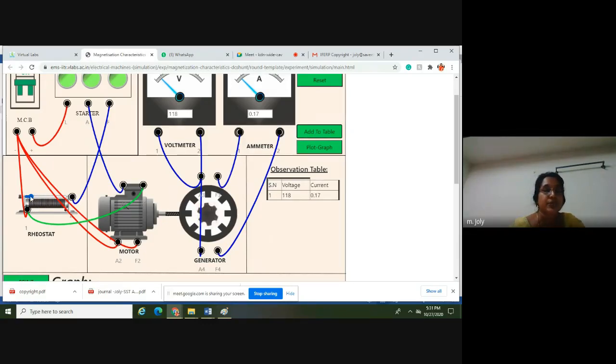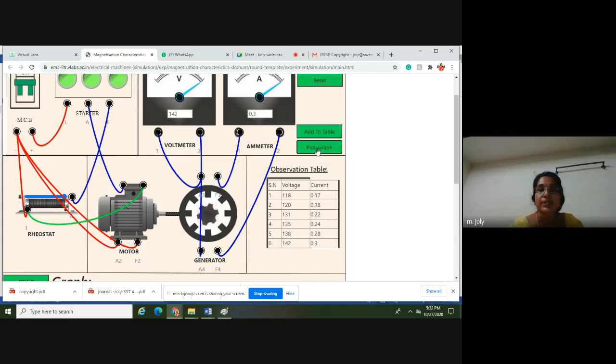Then another set we have to take. So again I have dragged, and then again I have to add to table. Then again I have to drag this. Again add to table. Again I will be taking, then add to table. Again one more reading, then add to table. So we have taken 6 readings.